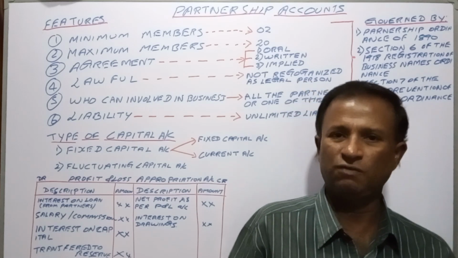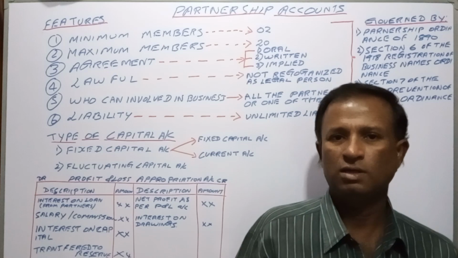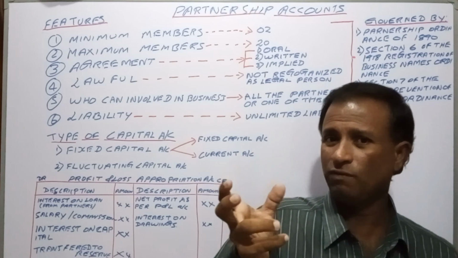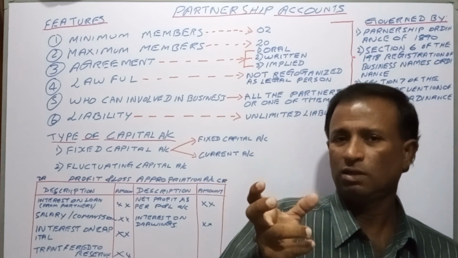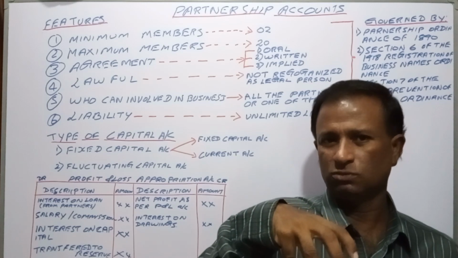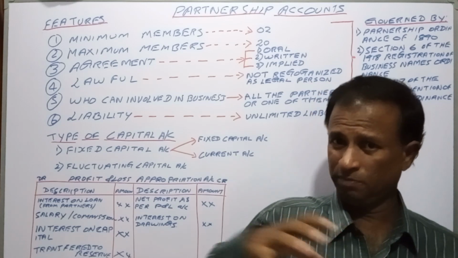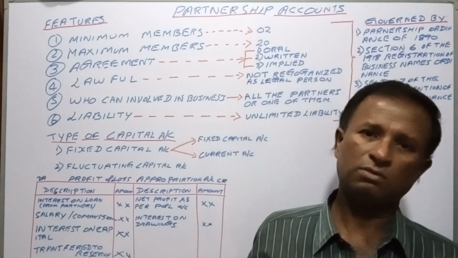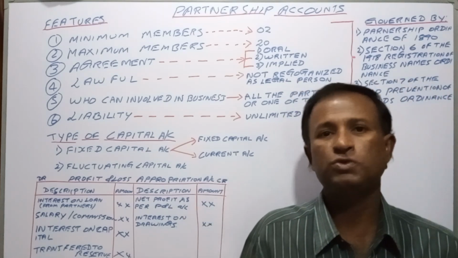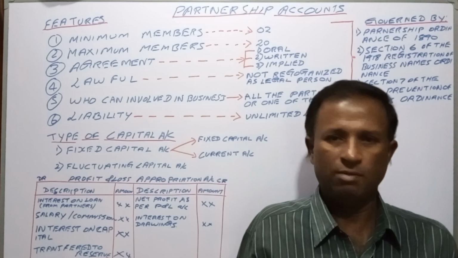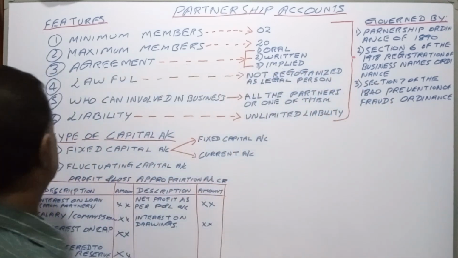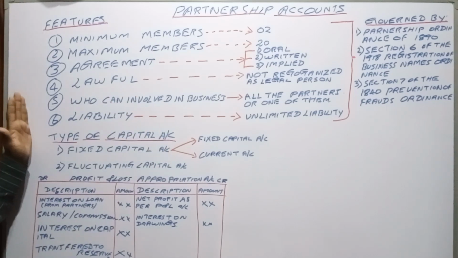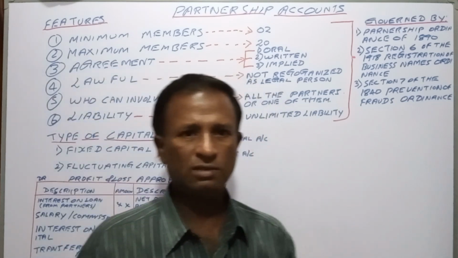If the company becomes insolvent, finish. But if the partnership or the sole proprietorship becomes insolvent, the partners and owners have to bring their own funds and put them into the partnership in order to settle the liabilities. Okay, that is what they have said here. Liability, these are the features, right? Features.